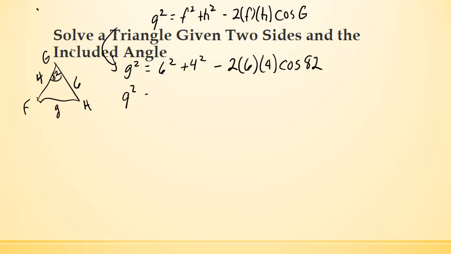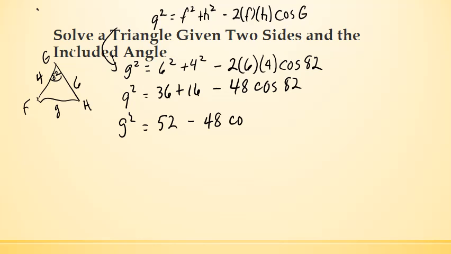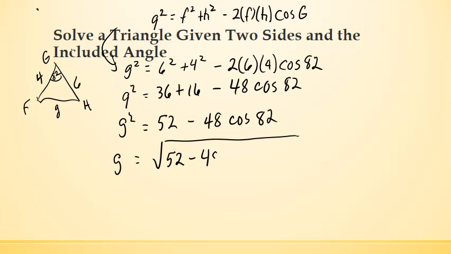So here we got G squared equals 6 times 6 is 36, plus 4 squared is 16, minus 2 times 6 times 4. Well, 6 times 4 is 24 times 2, that's going to be negative 48 cosine 82. Then G squared, let's see, 36 and 16, that's 52, minus 48 cosine 82. And then I'm going to take the square root of all of this to find G. So now I got G equals the square root of 52 minus 48 cosine 82.